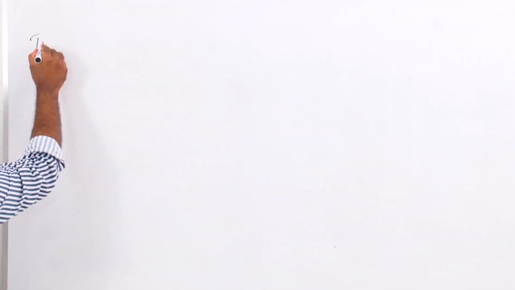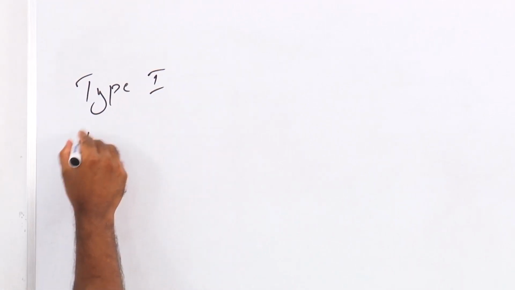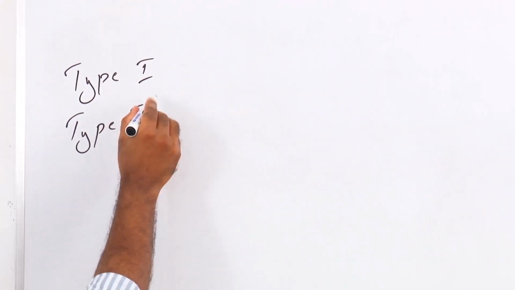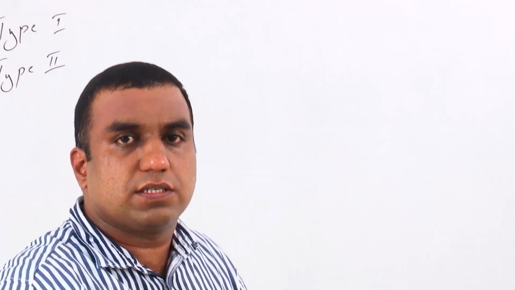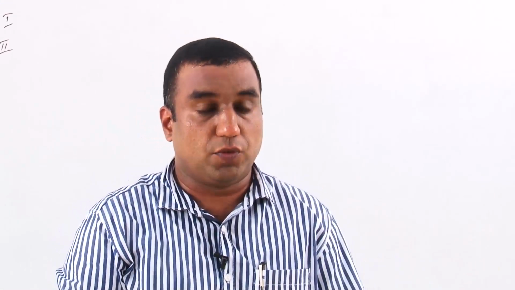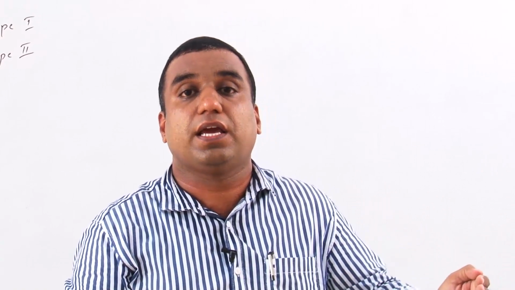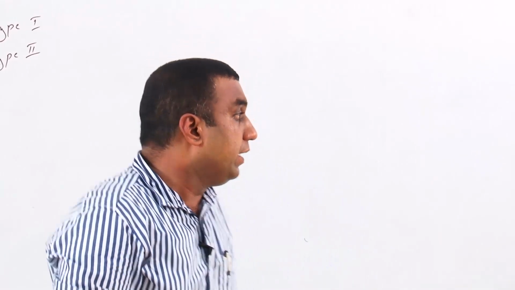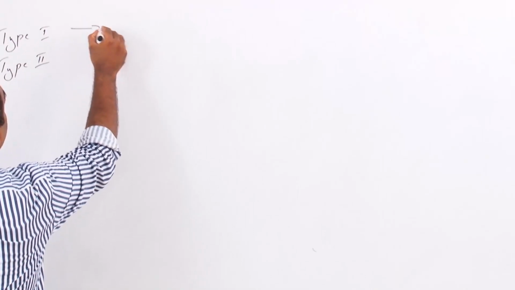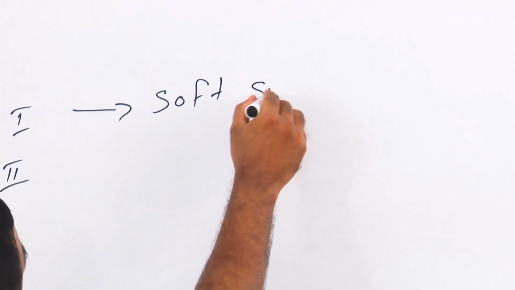Superconductors can be classified into two: type 1 superconductors and type 2 superconductors. Type 1 superconductors have a sharp critical point, or the response to the magnetic field is very sharp in the case of type 1 superconductors. Type 1 superconductors are also called soft superconductors.